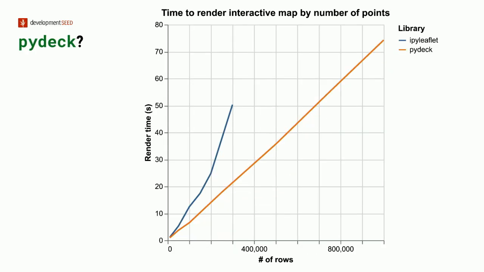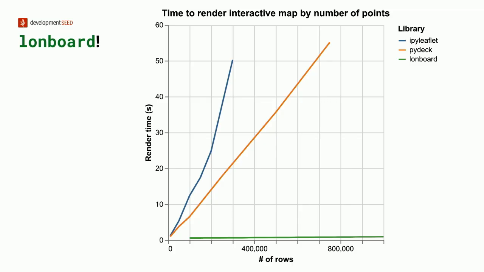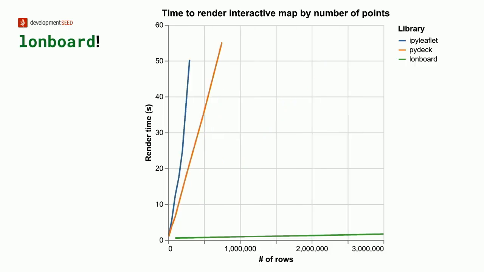Can we do better? There's this library called Pydeck. Pydeck is a Python binding to deck.gl. It's been around for maybe 5 years or so, maybe a little bit longer, and it's a little bit faster because the underlying library is GPU accelerated in the browser. However, we can do faster, and here's Lonboard, the green bar at the bottom that blends into the horizon, and it's so much faster that it can support a lot more data than Pydeck and Ipyleaflet.